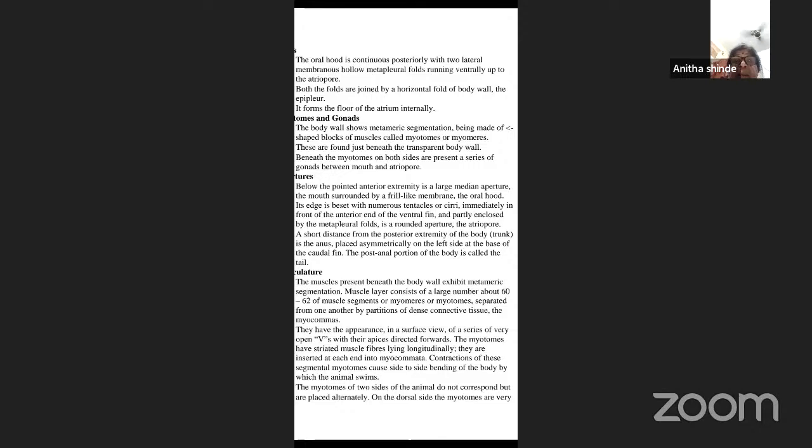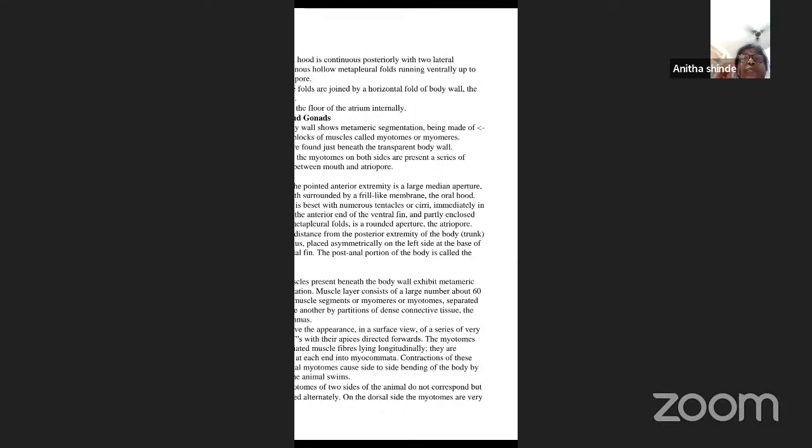And these partitions are made up of dense connective tissue called the myocommata. They occur in the form of a V shape with their apical portion directed forward. And the myotomes also have striated muscle fibers which lie longitudinally. They are inserted at each end into the myocommata. And the contractions of these myotomes will cause side-to-side bending of the body. And the myotomes of the two sides do not correspond, but they are placed alternately. So this is the musculature, or you can say about the muscles.